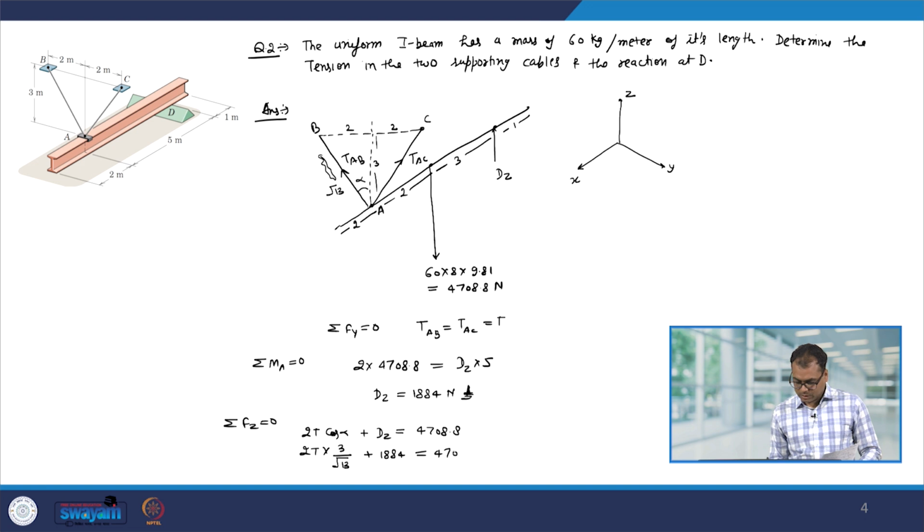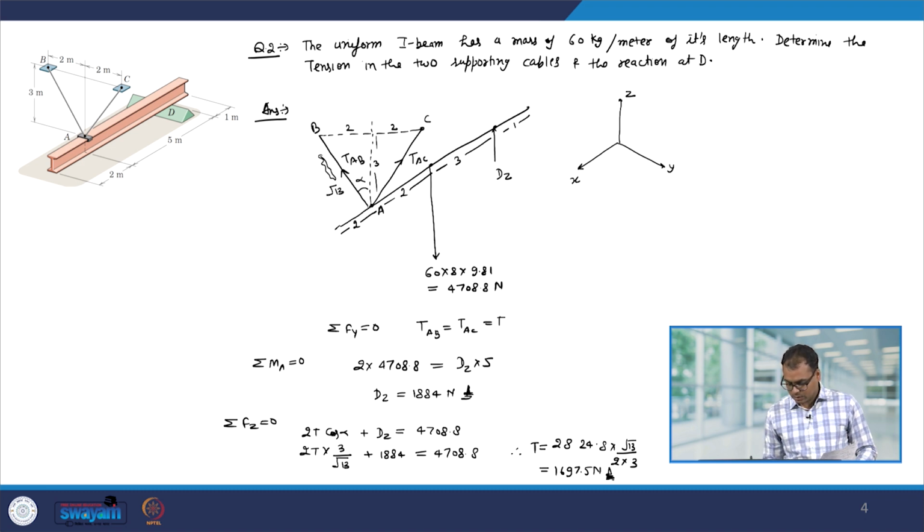So therefore, 2T times 3 divided by square root of 13, plus dz which is 1884, equals 4708.8. Therefore, T will be 2824.8 multiplied by square root 13 divided by 2 into 3, and this gives you 1697.5 Newton. So this is how we can find out the moments in this problem about the z axis and so on, and we can calculate the value of T.